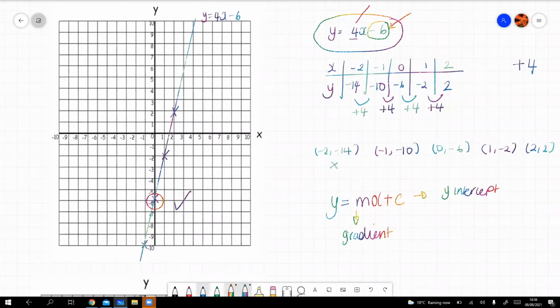So just a recap of how to work out the gradient. You find your 2 points, draw your triangle. The height difference is 1, 2, 3, 4. That difference there is 1. I do 4 divided by 1 to get 4 and my gradient is 4. Okay. Let's have a look at another question then.